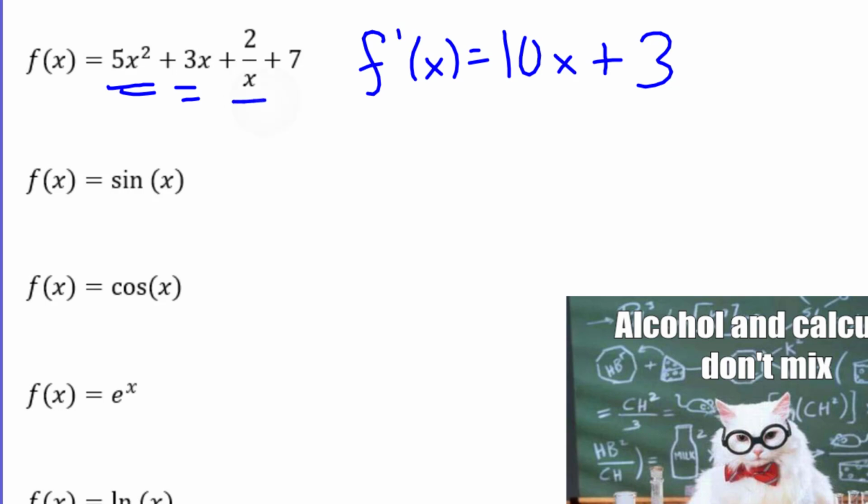Now this third term right here is really 2x to the negative 1. So now I'm going to multiply that negative 1 out front, so it's going to be negative 2x, and that negative 1 is going to go down 1 again and become negative 2, which means we could put that on the denominator with an x squared. And the derivative of any constant is just 0 because it is not changing its rate.